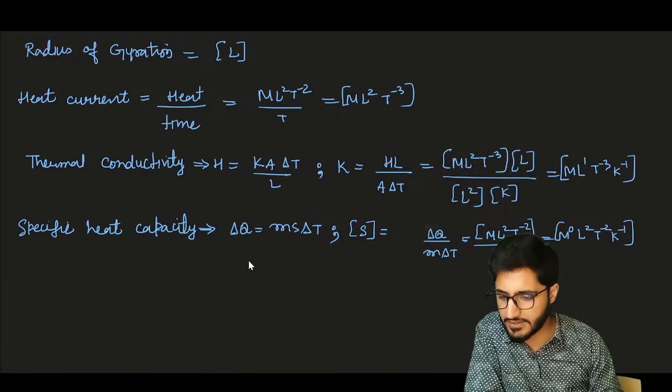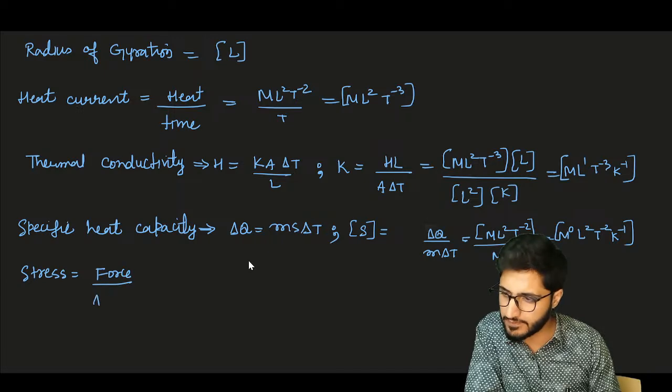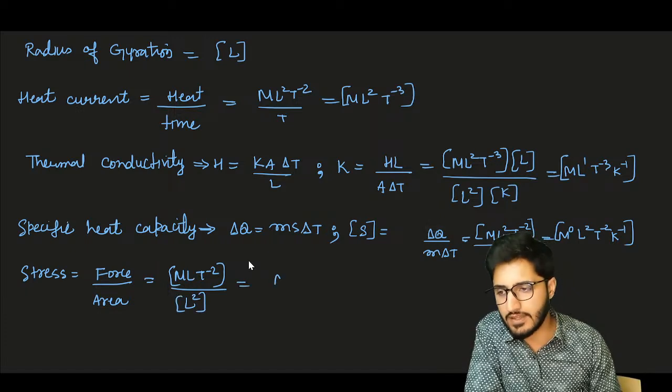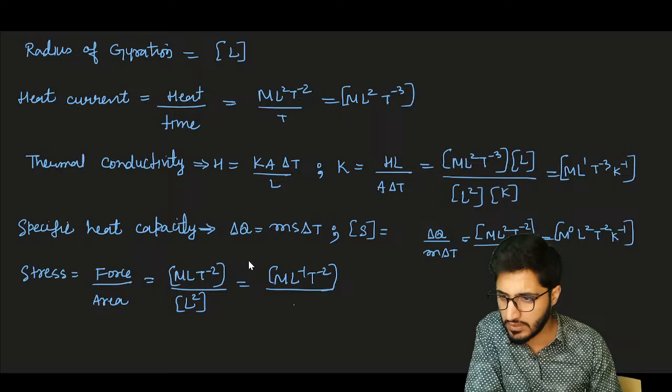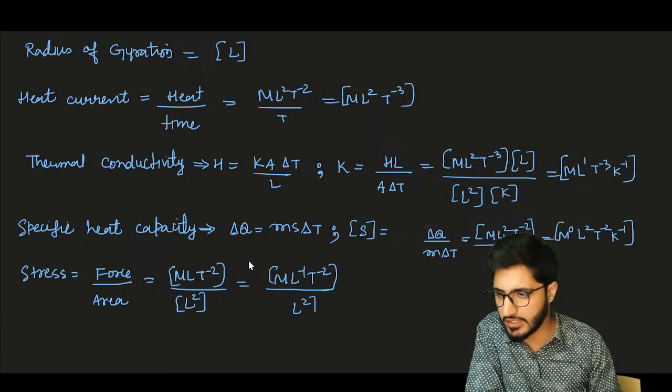We're having solids. Now what is dimensional formula for stress? Stress is force per unit area, same as the pressure. So it would be MLT^-2. Area is L square. So I can write it as ML^-1T^-2.